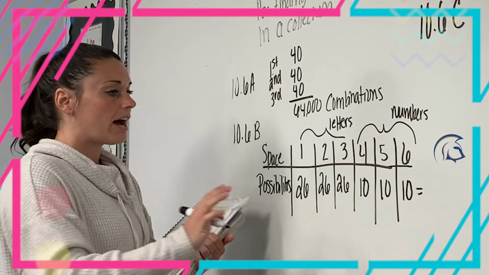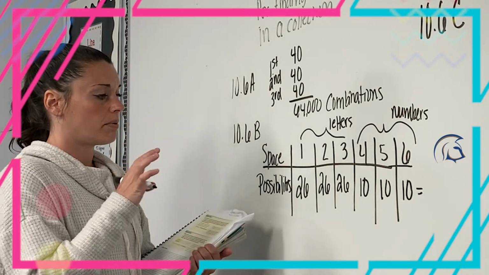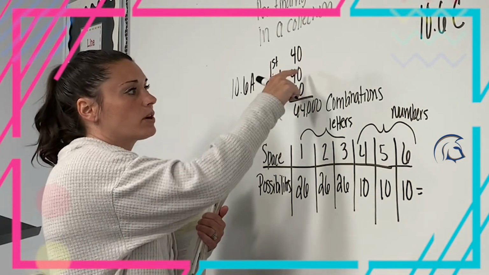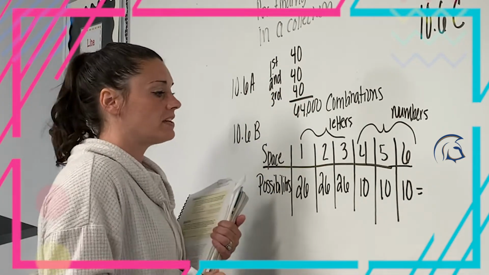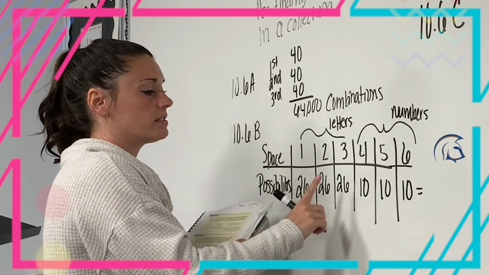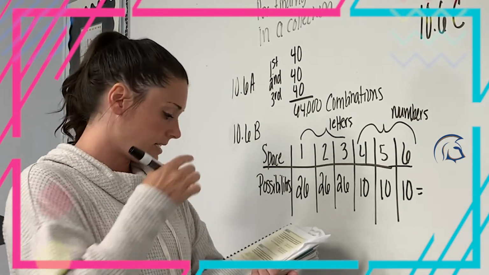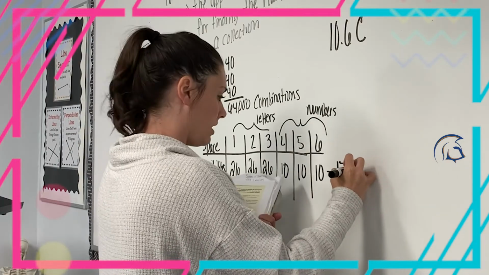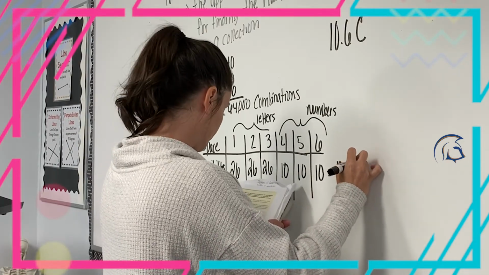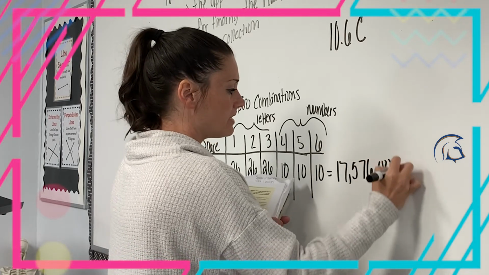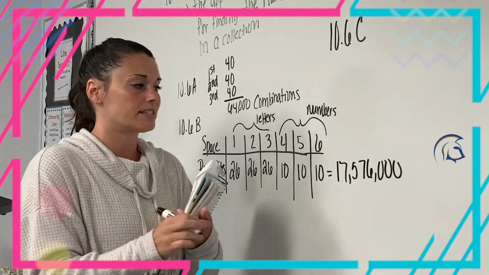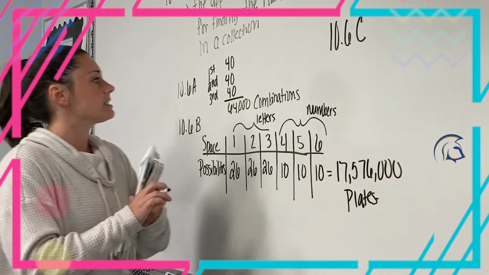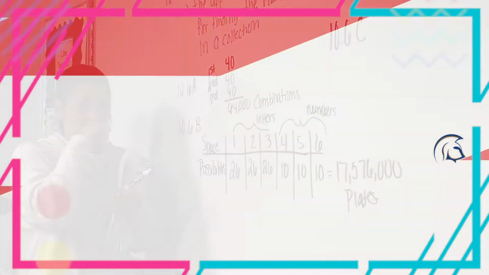Now, to find the total amount of possibilities, you just multiply, just like we did up here with 40 times 40 times 40. You're just going to multiply these all together. 26 times 26 times 26 times 10 times 10 times 10, and your answer, 17,576,000 different license plates. Okay, and that's example 10.6b.